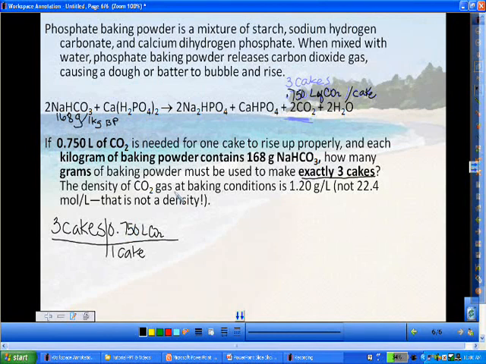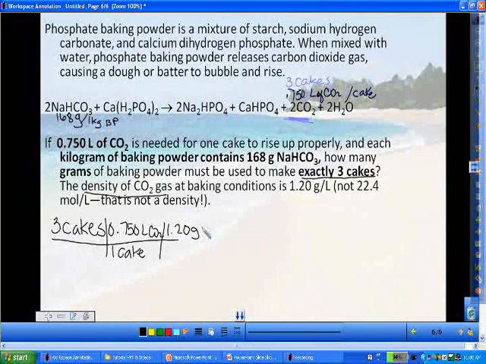Then the next thing we have to look at is that it gives us the density of carbon dioxide gas at baking conditions. And so we're not using the 22.4 liters per mole. That's not a density. Instead, we're going to use the density that ties grams and liters together. So it's given to us, and that's why it's very important you pay close attention to what is given. So you have 1.20 grams of carbon dioxide per 1 liter of carbon dioxide.